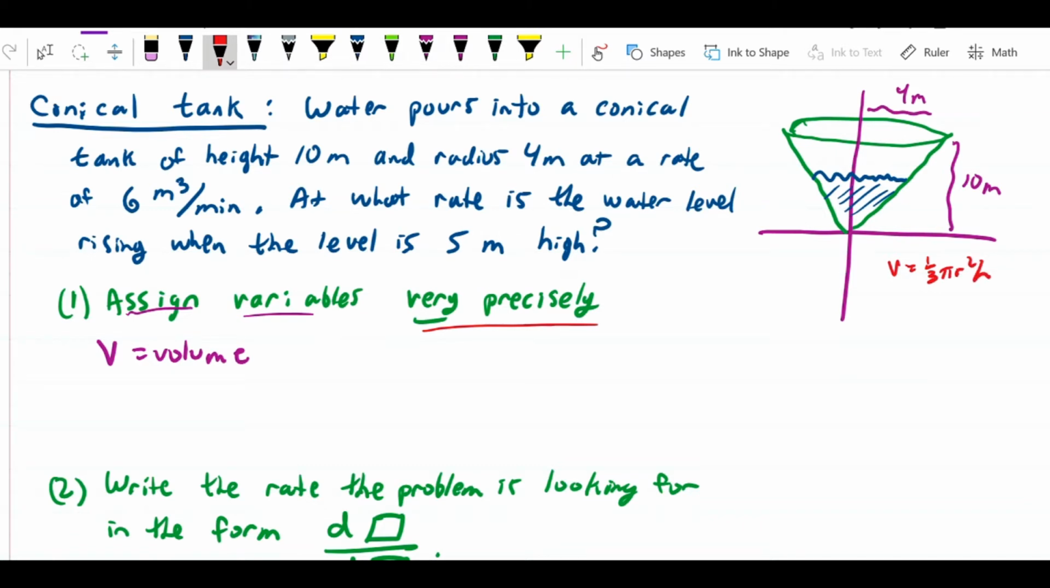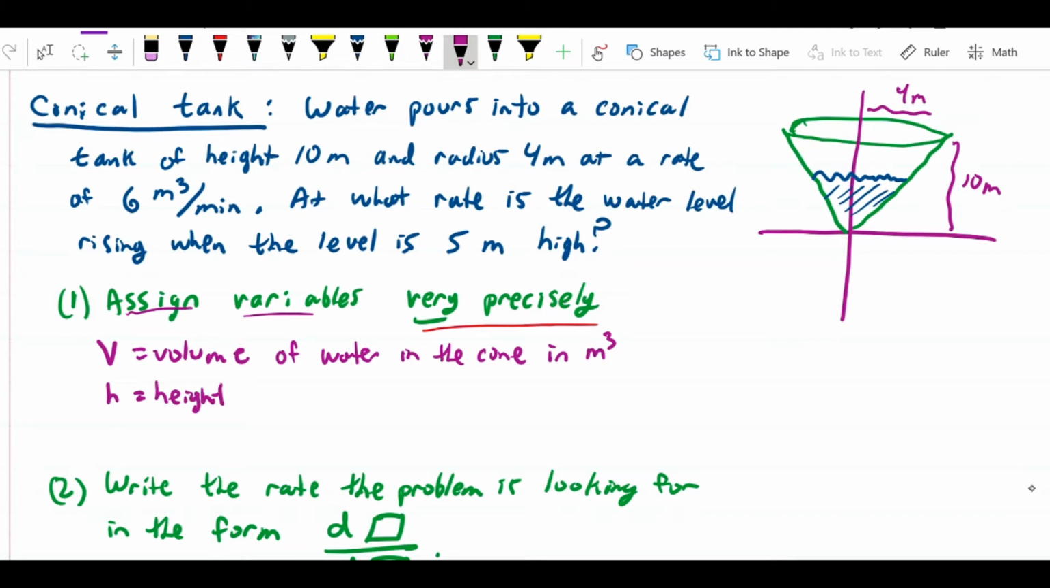So we're interested really in the volume of this small cone, the one that actually contains the water, whose top is that blue wavy line. So it's really the volume of water in the cone, which itself is this smaller blue cone down here. And of course, that's going to be measured in something, and it's going to be measured in cubic meters. So that's V.